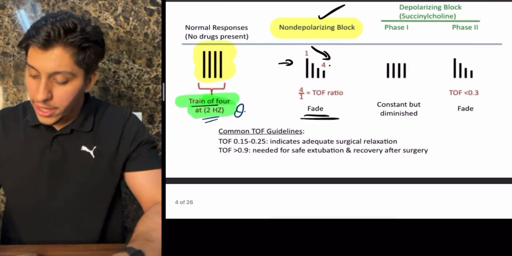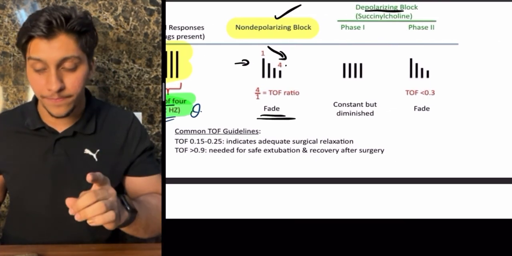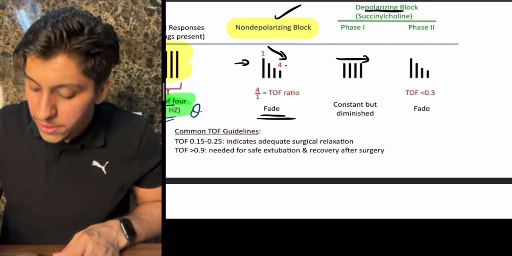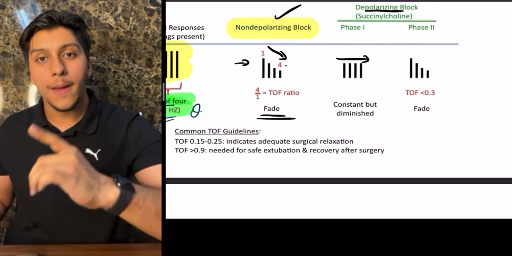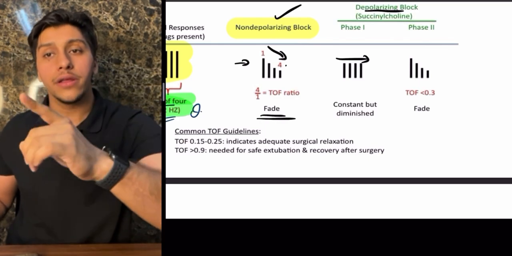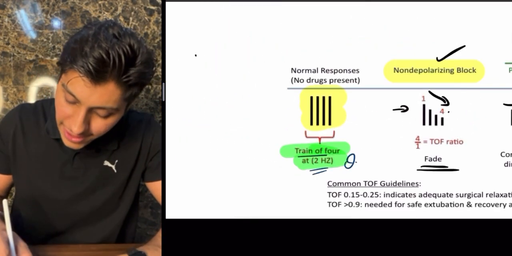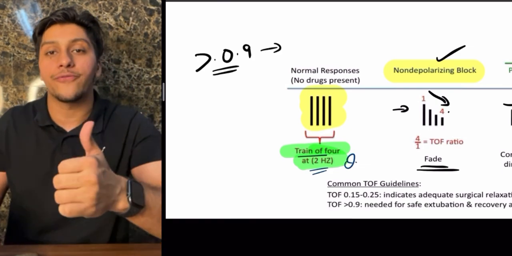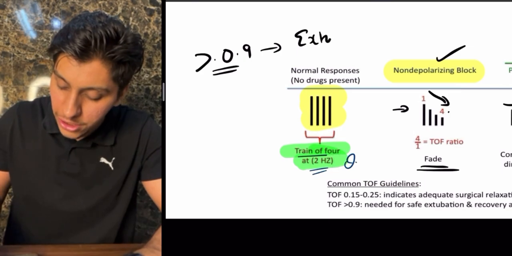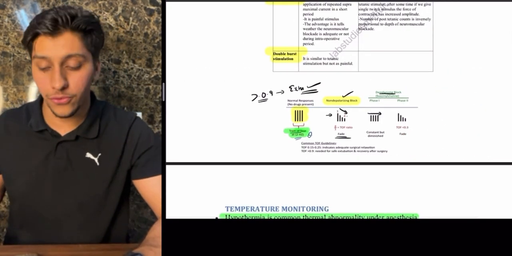On the other hand, if you're giving any depolarizing muscle relaxant, for example succinylcholine, you will notice constancy. It is going to reduce overall, but all of them reduce together. But fade is seen only in non-depolarizing block. Remember guys, whenever your train of four has a ratio of more than 0.9, that means it is safe for extubation. You can do the extubation. That is train of four.